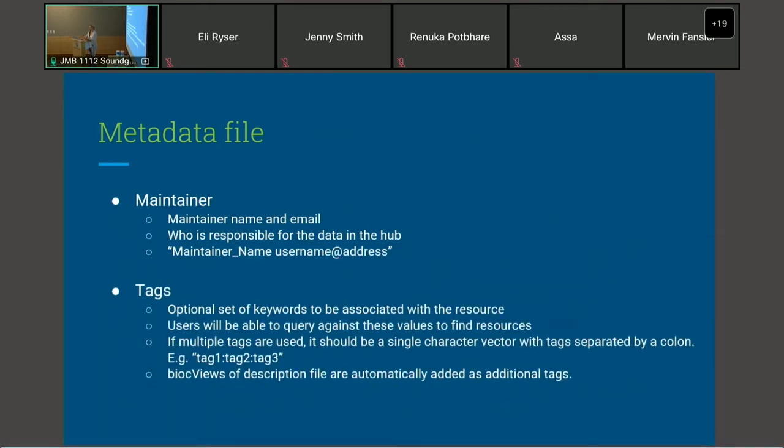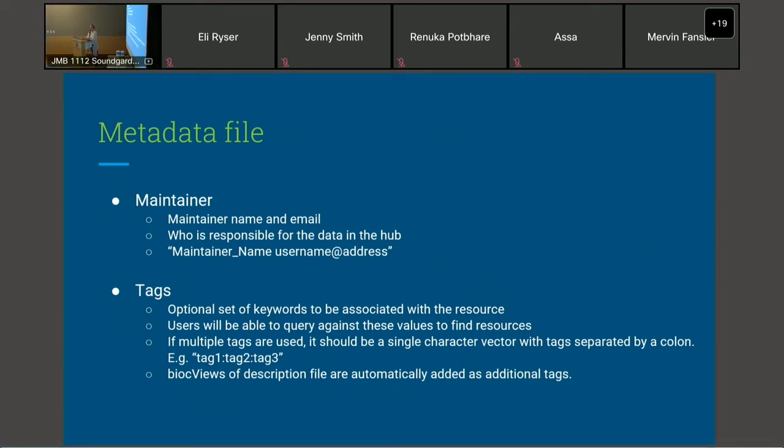The last two fields in the metadata column that are required are maintainer. Again, we ask so that if there's an issue with a resource, if someone reports an issue with a resource, they can either contact us and we can contact you, or they could contact you directly. It is a name and an email address.